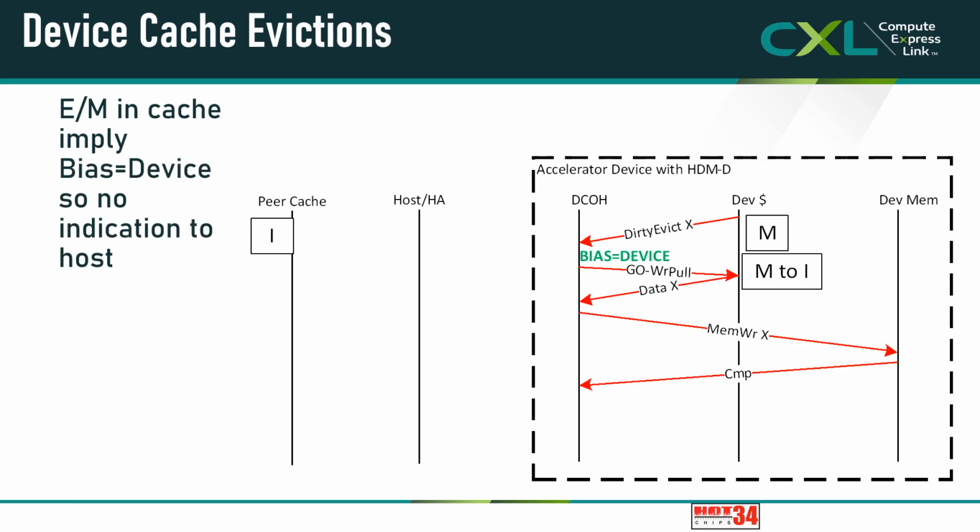Okay, now we're going to look at the flow for the device cache evictions. So when the device cache is going to evict data to its own memory, it started out in M state, and it issues a dirty evict to the address X to the decode. Because it was modified, we actually knew that the data must be in device bias. It's required when the device cache is exclusive or modified that the bias be in device bias. So we never need to inform the host when we're writing its own internal memory. So we can send the go write pull directly. The data is then returned to the decode, which sends the mem write to the internal memory controller and completes the transaction.